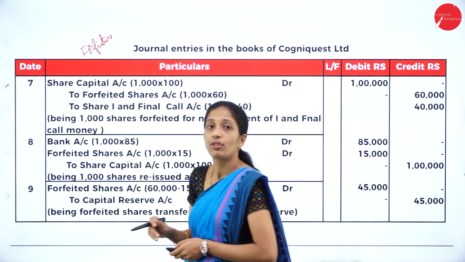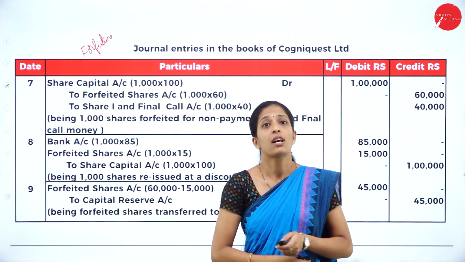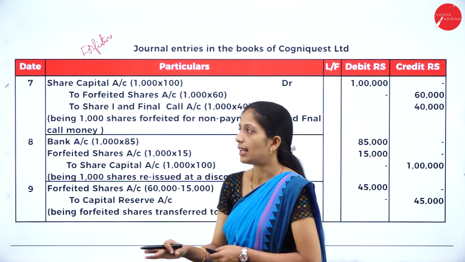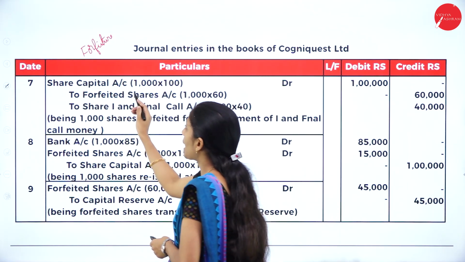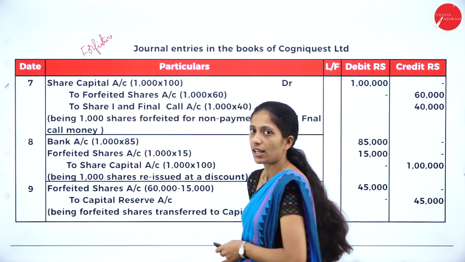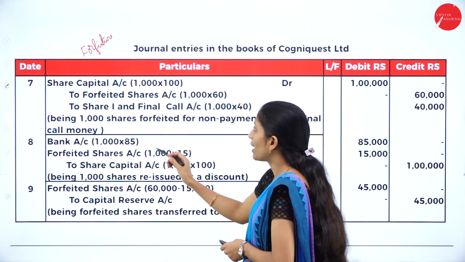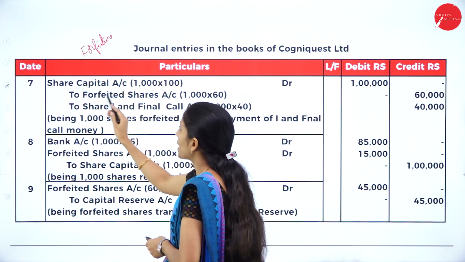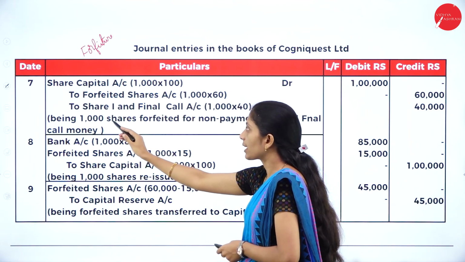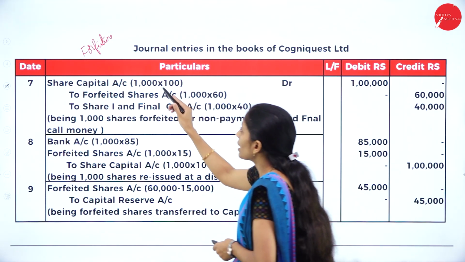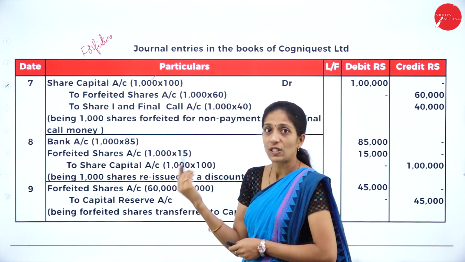Okay, so those who have not paid, that is 1,000 shareholders who have not paid first and final call money. So, those shares have to be cancelled. So, your entry is share capital account data to forfeited shares account to under which stage they have not paid, under first and final call. So, your entry is share capital account data to forfeited shares account to share first and final call account. So, now we are going to take only 1,000 shareholders which is not paid.